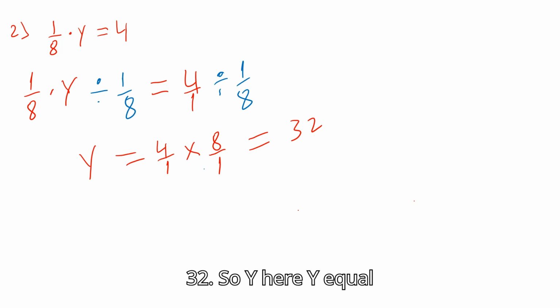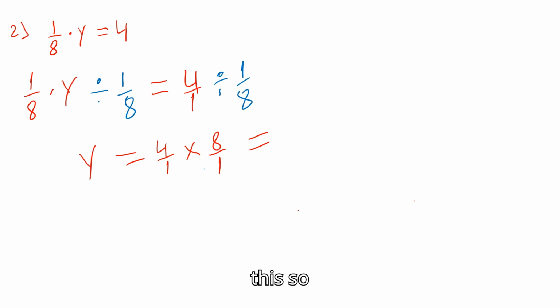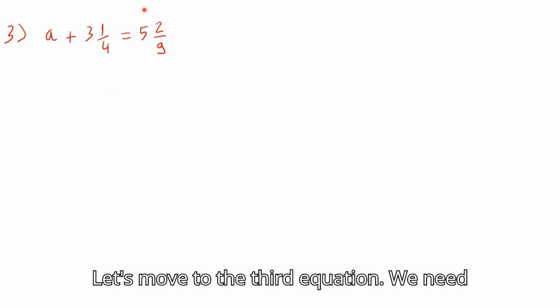So y, here y equal what? Equal 32. Or we can write like this. So y equal, so 4 times 8 equal 32. Let's move to the third equation.